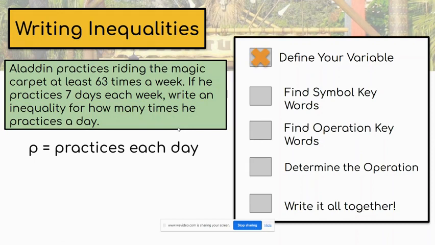Now we're going to find symbol keywords. Symbol keywords are talking about what inequality symbol we are using. I see the words "at least," and that is a symbol keyword here. Well, at least means greater than or equal to.